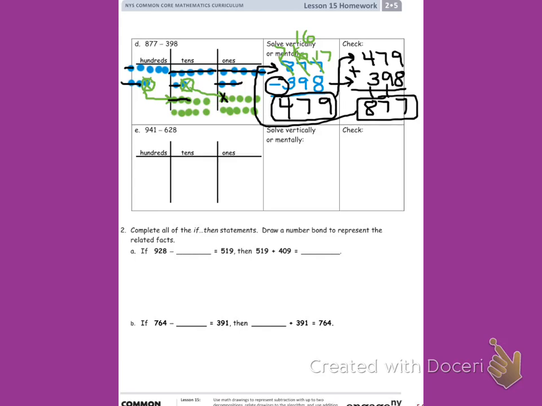Now let's look at item 2. It says, complete all of the if-then statements. Draw a number bond to represent the related facts. Item A. If 928 minus blank is 519, then 519 plus 409 is blank. Well, I'll go ahead and draw the number bond here, because that's one of the key details in our directions. Draw a number bond to represent the related facts. Okay, so here's my number bond.